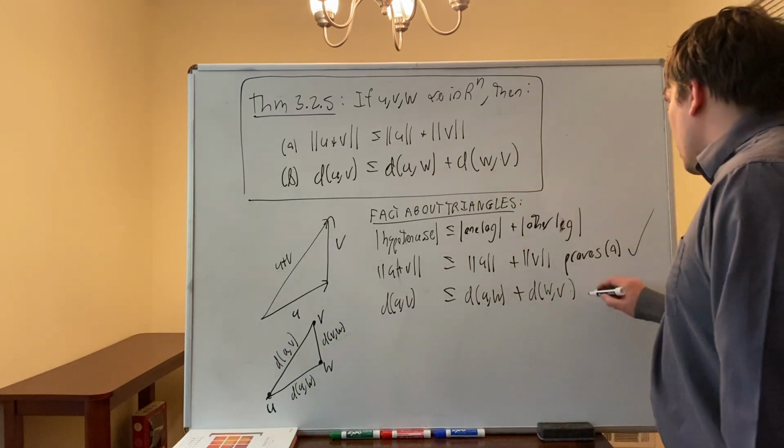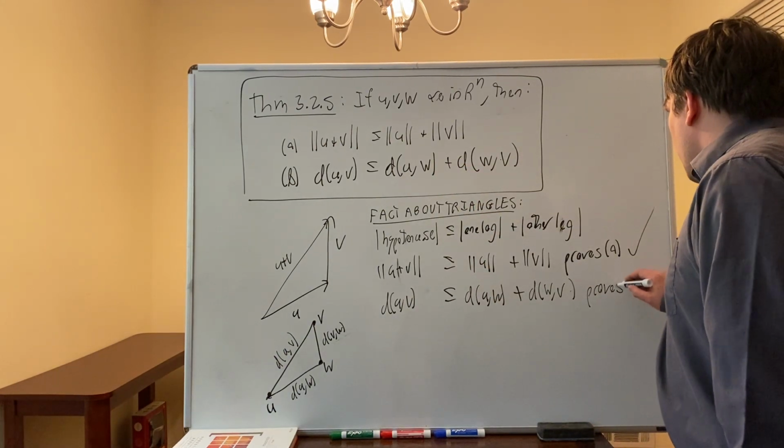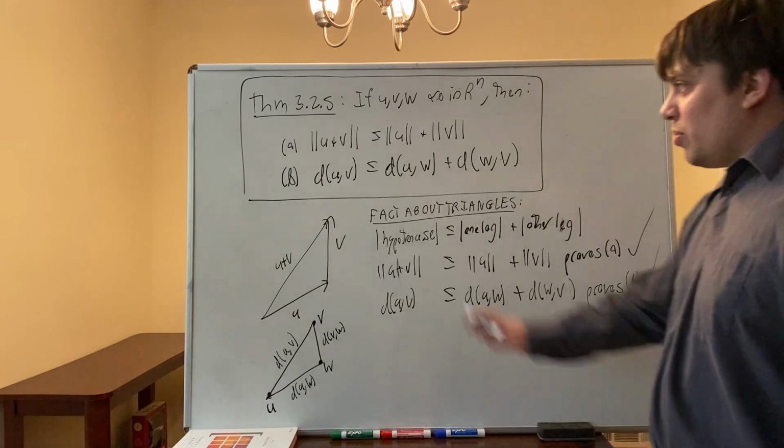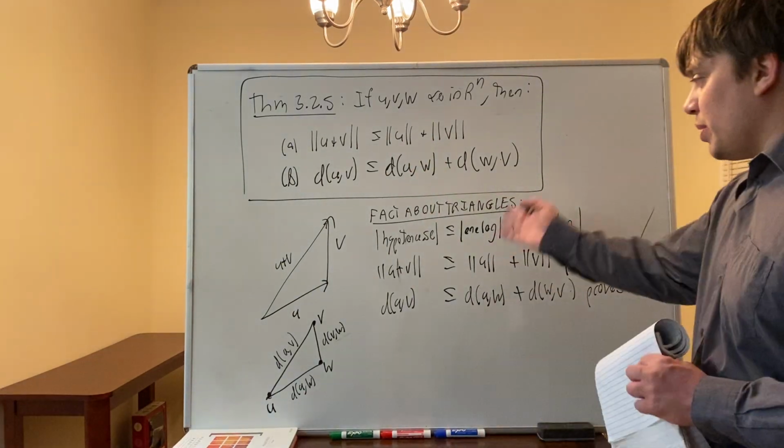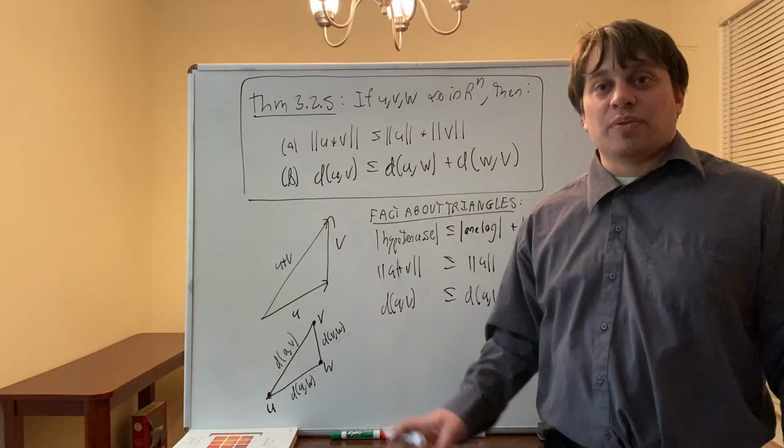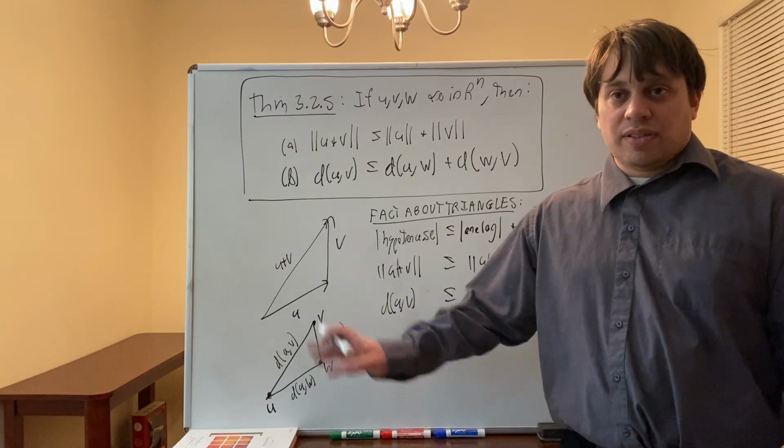That's part B, and so this proves part B of the theorem. And so now parts A and B are both proved, using the simple fact about triangles that the length of the hypotenuse is less than or equal to the sum of the lengths of its two legs.